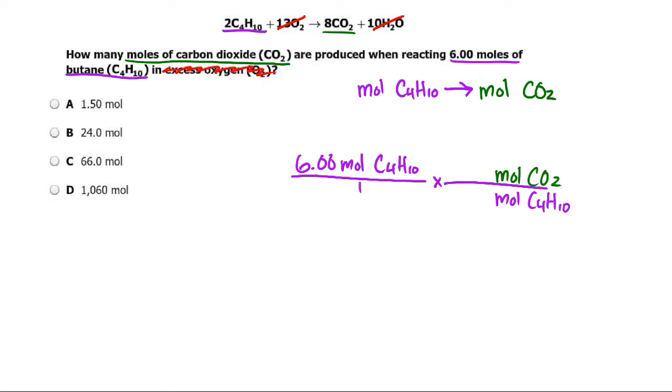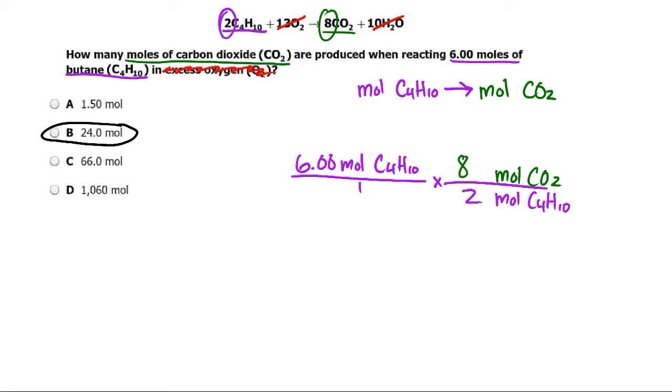The molar ratio is going to come straight from the balanced equation. There's a 2 in front of butane. There is an 8 in front of carbon dioxide. 6 times 8 divided by 2 is the same as 6 times 4, and 6 times 4 is 24. So this is our answer right here. 24 moles of carbon dioxide would be produced if you had 6 moles of butane and a bunch of oxygen that wasn't going to run out.